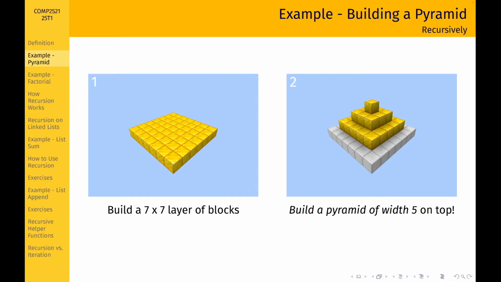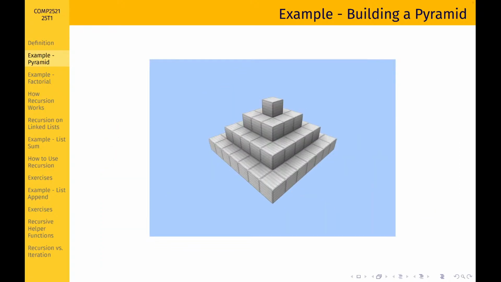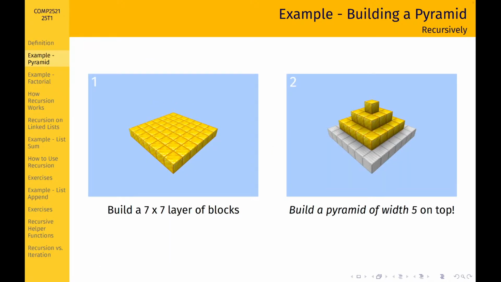We can also think of building a pyramid recursively. What you'll notice in this image is that this pyramid contains smaller pyramids within it. This pyramid also contains a 5-width pyramid on top of a 7 by 7 layer. It also contains a pyramid of width 3. So what we can essentially do is describe how to build a pyramid in terms of building smaller pyramids. That's what this image is depicting.